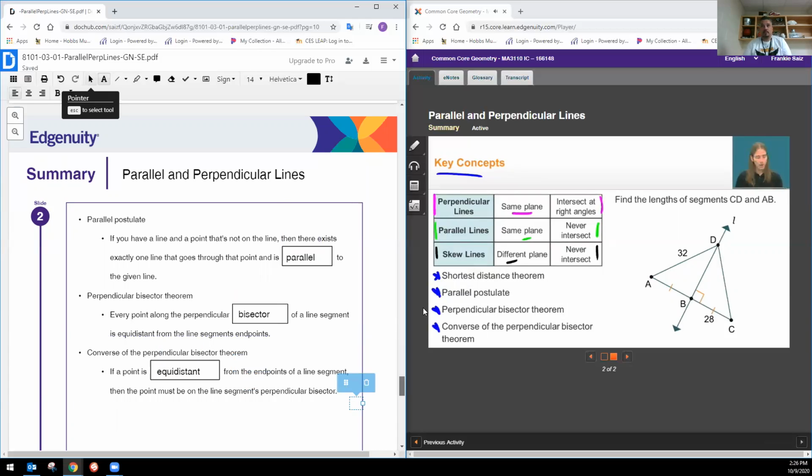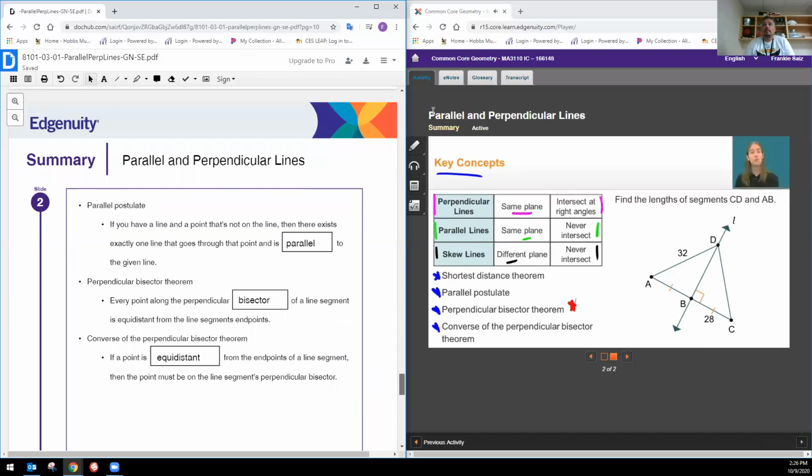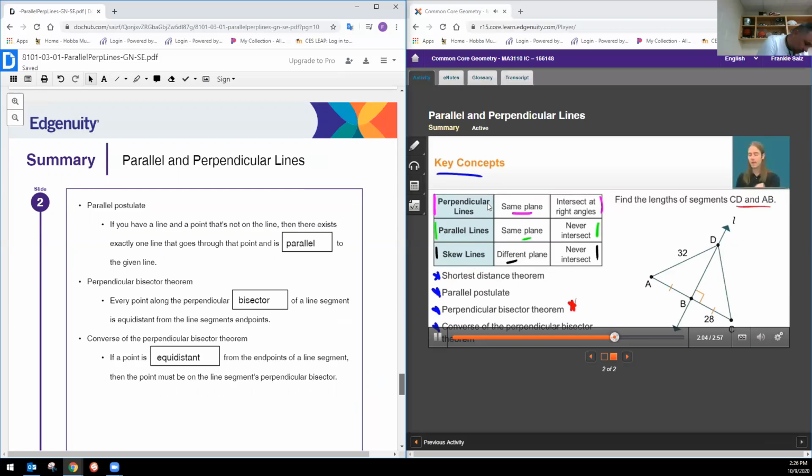We can use the perpendicular bisector theorem to help us answer this question right here. It asks, find the lengths of segments CD and AB. Well, when I take a look at this diagram, I see that line L is a perpendicular bisector of the line segment with endpoints A and C, because I see this right angle marking and I see that D is the midpoint of line segment AC. Therefore, I know that D is equidistant from the endpoints of that line segment by the perpendicular bisector theorem. And since the length of AD is 32 units, I know therefore that the length of CD is 32 units. That actually answers the first part.